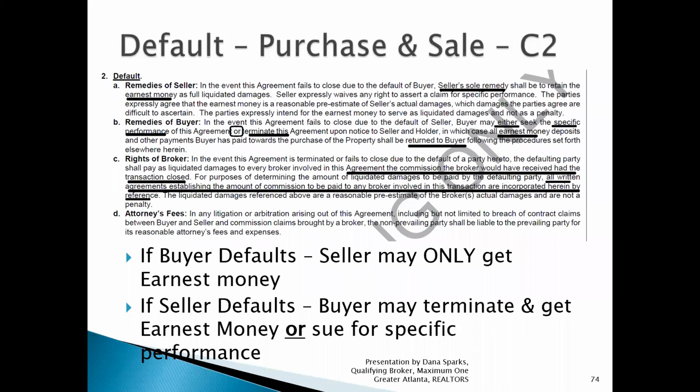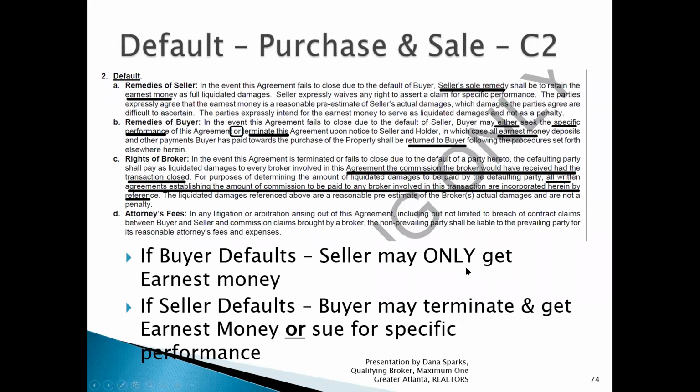My understanding is these lawsuits for specific performance are anywhere from 6 to 24 months before they're even being heard. That's a long time to tie up a property before an issue gets resolved by a judge.